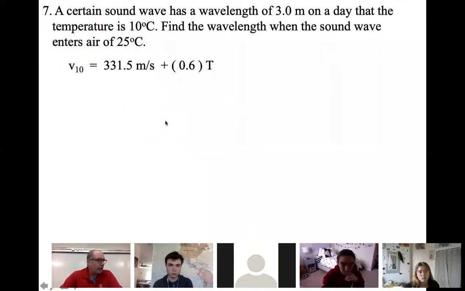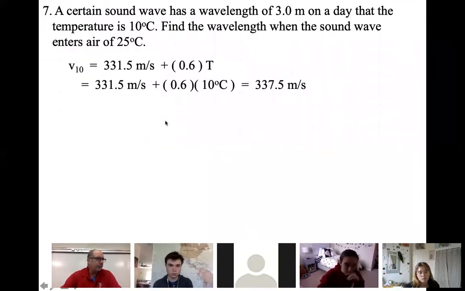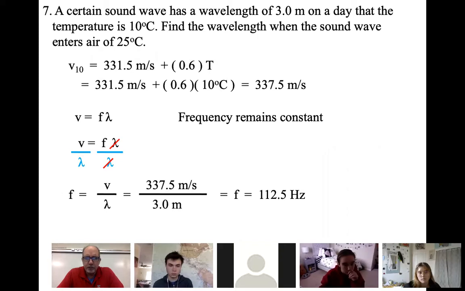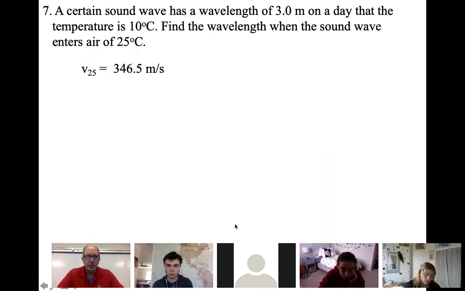All right, so first of all, what we have to do is find the speed. The speed in 10 degrees Celsius air is 337.5 meters per second. Then from v equals f lambda, the reason we're doing this is we need to find the frequency, 112.5 hertz. No matter where this sound goes, from 10 degrees Celsius to 25 degrees Celsius or anything else, the frequency is always going to be 112.5 hertz.